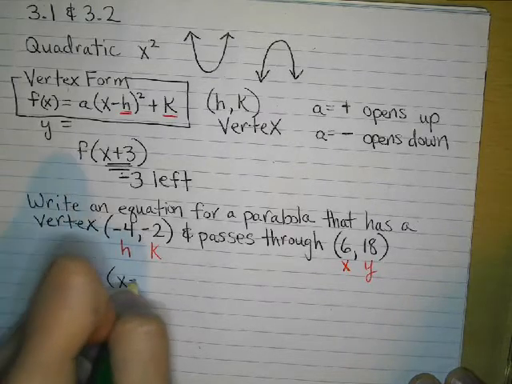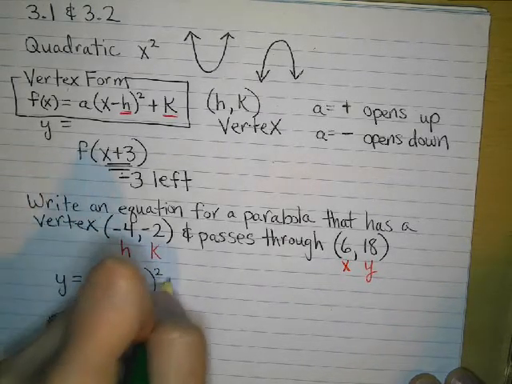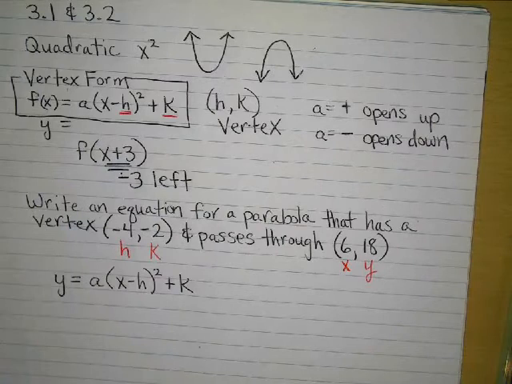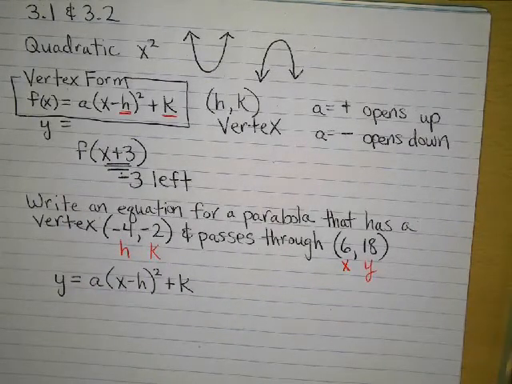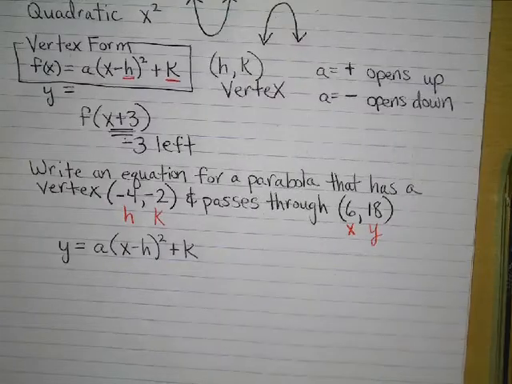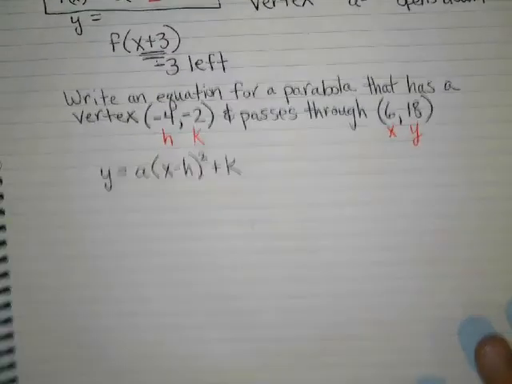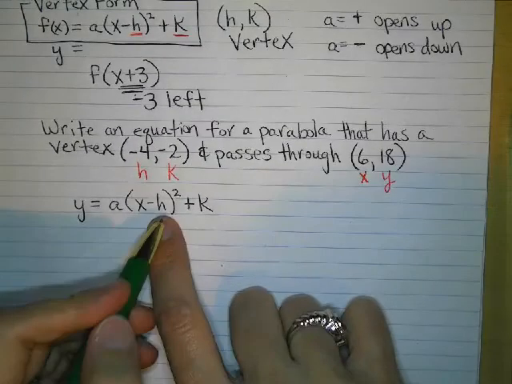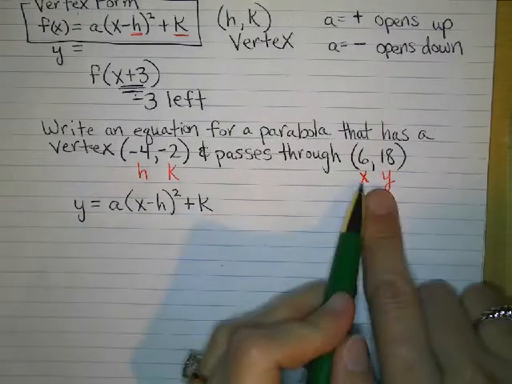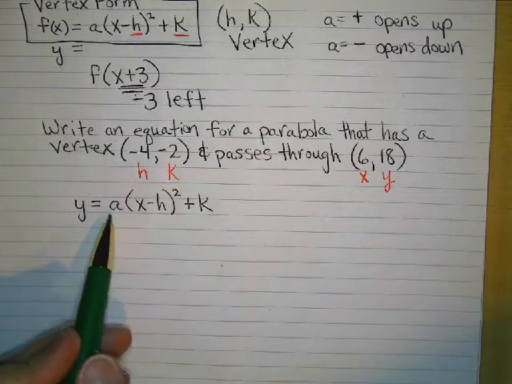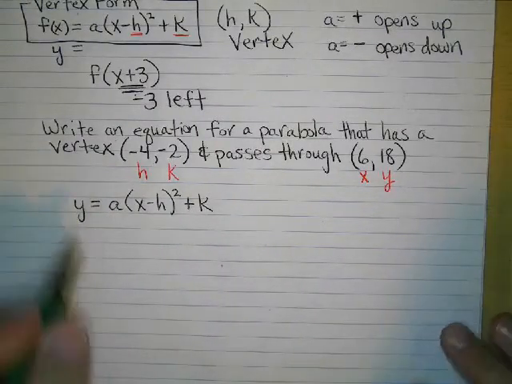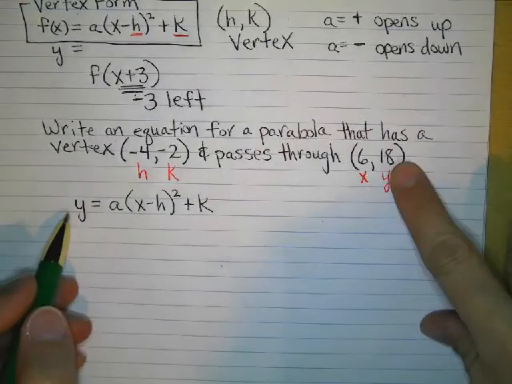times x minus h squared plus k. We can plug in a lot of these numbers and then we'll be able to figure out the missing variable that we need. Like we have h, we can put that number in, we have k, we have x and y. We don't know what a is, but we could find it. So let's go ahead and plug in all these numbers. So y is 18.